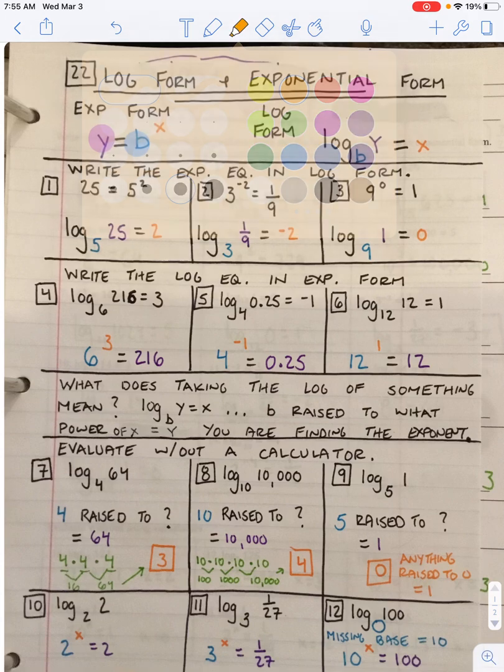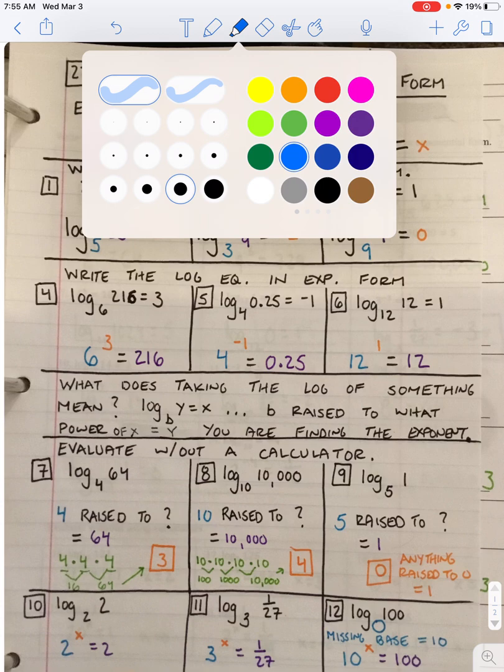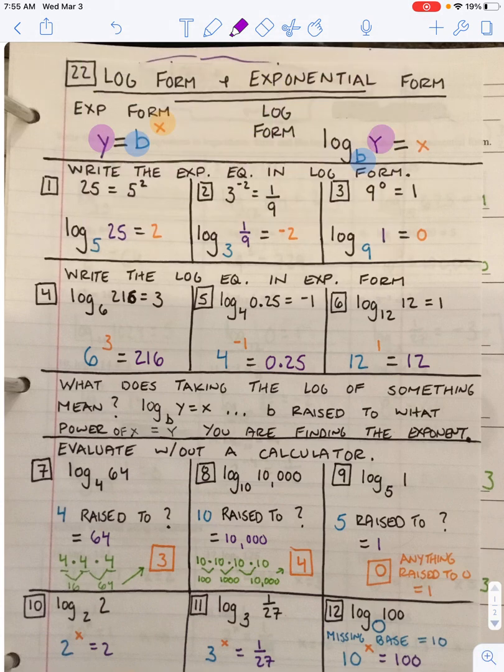Okay, so why do we need a log? When we don't know that exponent, we can guess until we get it, or you can take the log of it. So once it's in log form, we have log with a little base b of y equals x. So you see on the log form, the x is alone, so you're solving for it. In exponential form, your y is alone. So we're going to practice going back and forth and writing in log form and exponential form.